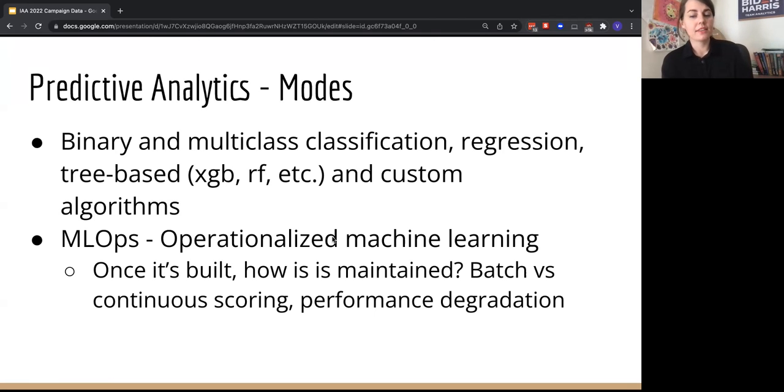How are we monitoring things like performance degradation? How do we know when a model needs to be refreshed or changed, or when the environment has shifted to such an extent that it's just not working anymore? That side of the house as well.